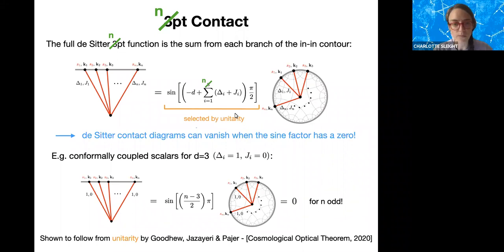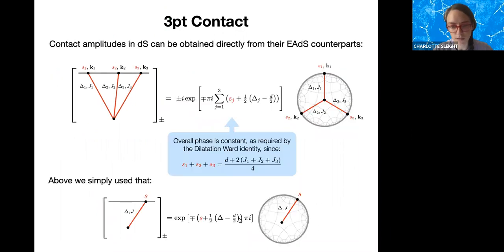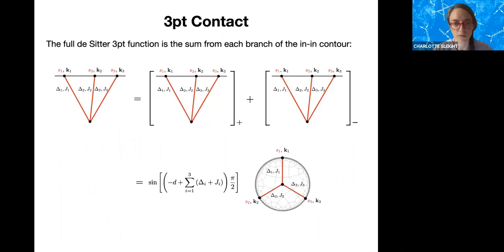And in the Mellin formalism, we could understand this because this sign factor originates from these phases which take us from AdS to de Sitter. And these phases are fixed, as you can see here, by the bulk-boundary propagator in de Sitter, which is what encodes unitary time evolution in the bulk.